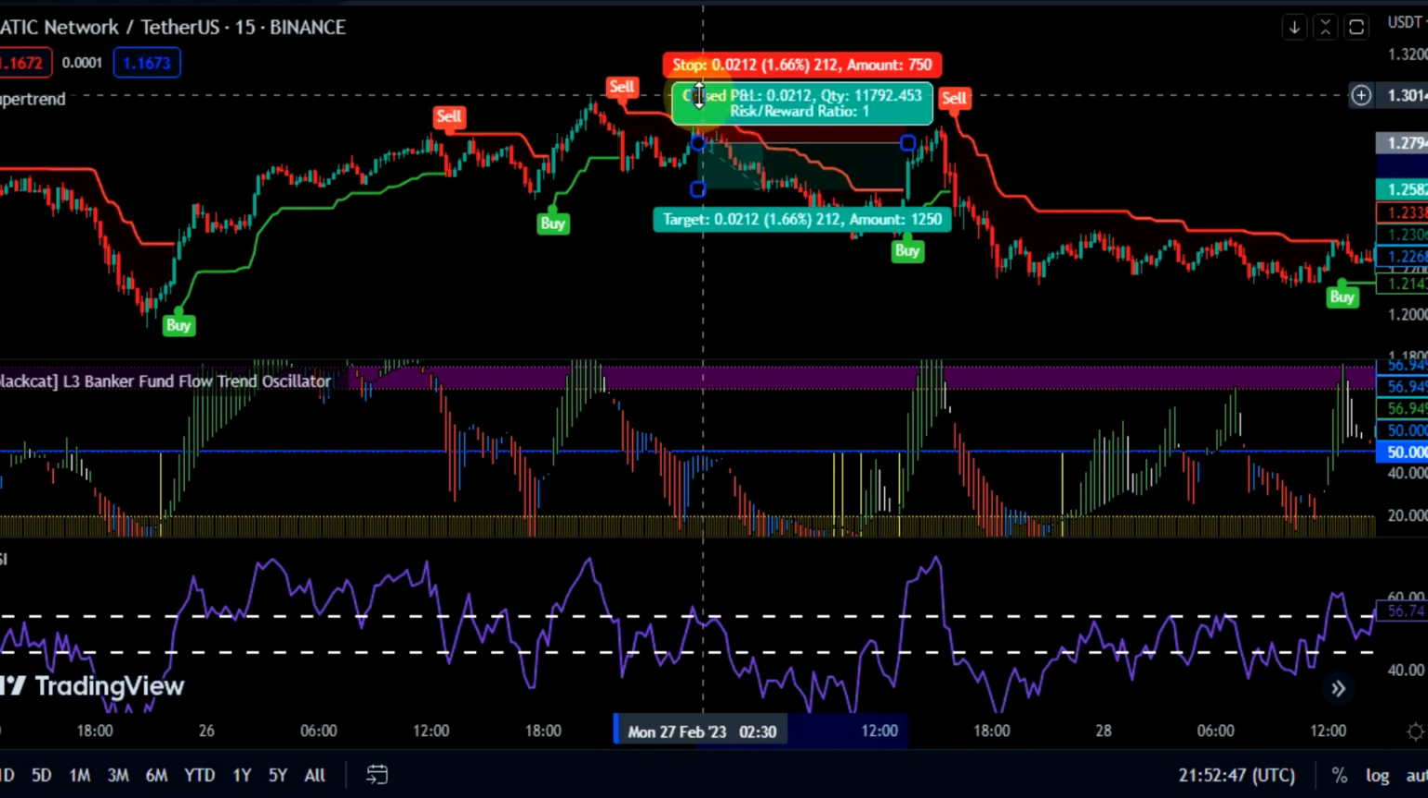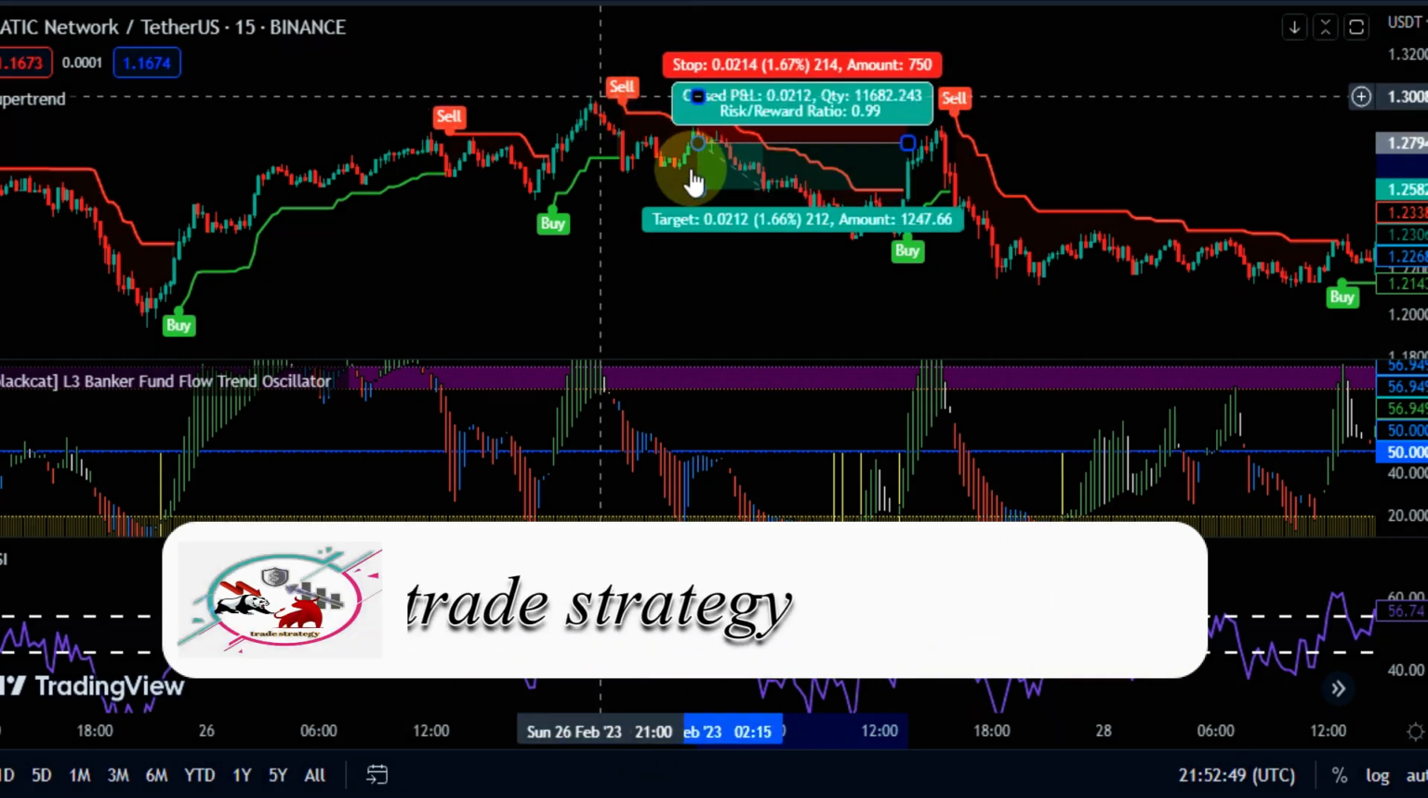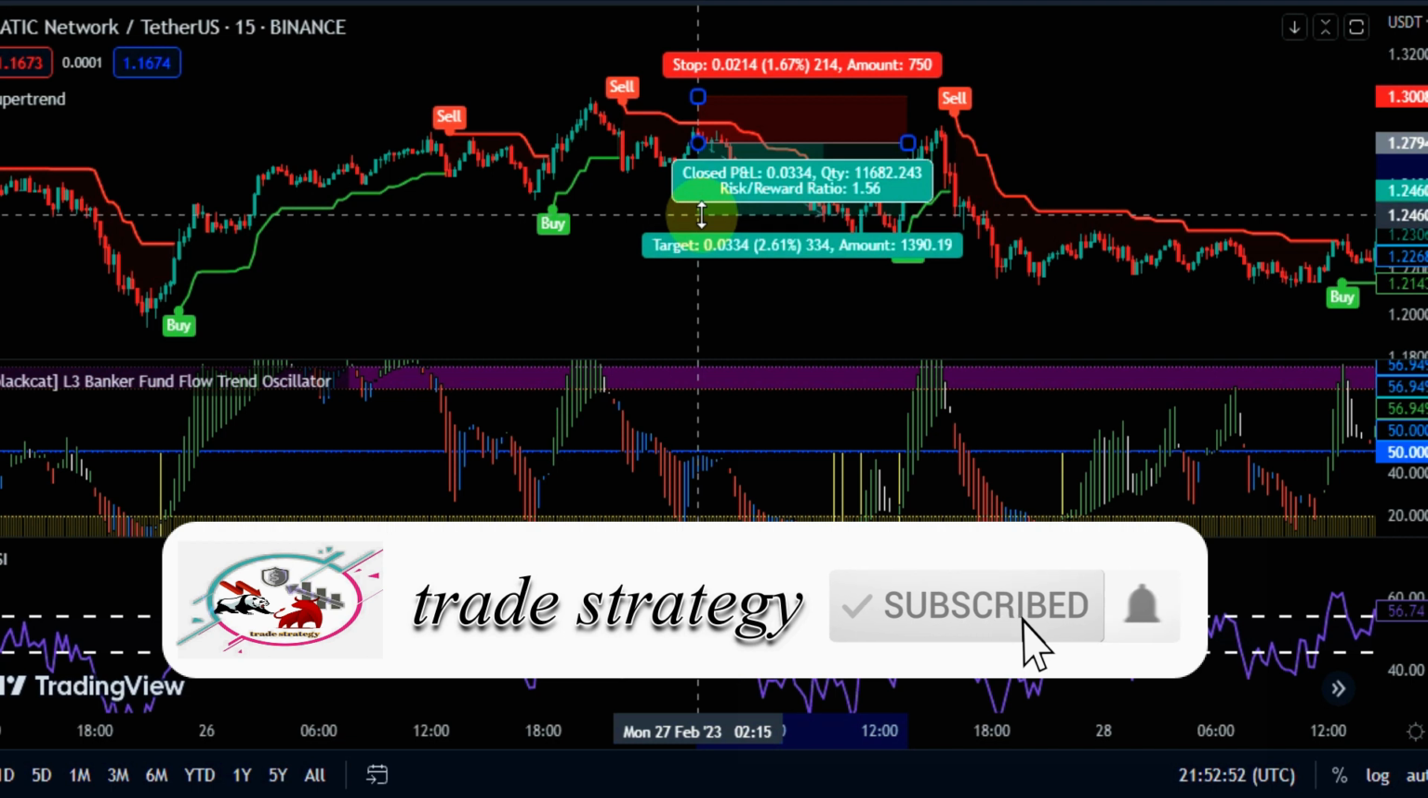We place the stop loss above the previous resistance and exit the trade with a target of 1.5.